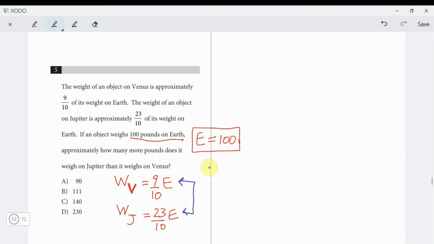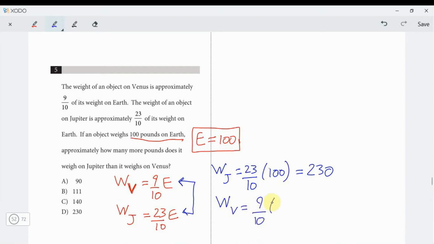So for example, the weight on Jupiter would then be 23 over 10 times the weight on Earth, which is 100. 23 over 10 times 100 is what? That's 230, right? That's 230? Yes, sir. And then the weight on Venus would be 9 over 10 times the weight on Earth. And the weight on Earth is 100. So 9 over 10 times 100, that's 90.